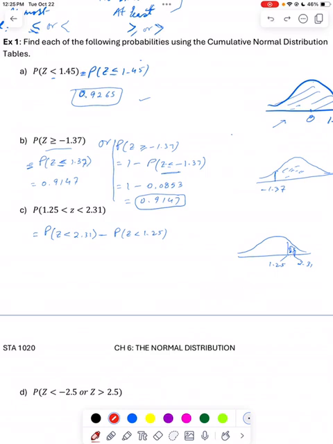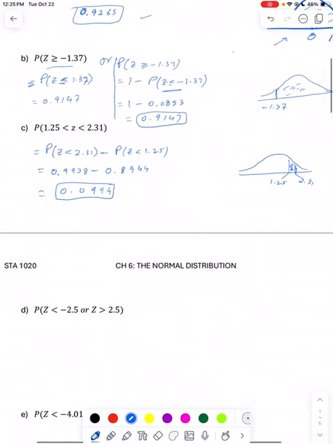So I say equal to, first we will look at 2.31. That will give me 0.9938. And then I will subtract the probability, or area, to the left of 1.25, which is 0.8944. And when you subtract, you get 0.0994. That will be the answer.